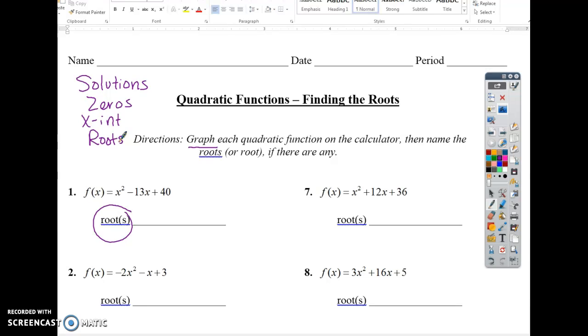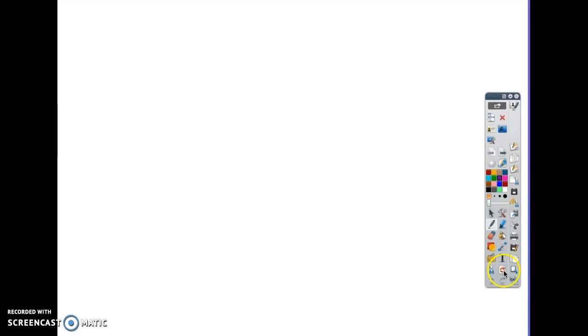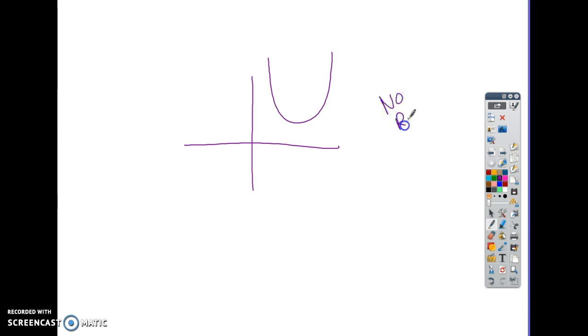If it does not cross the x-axis, for example, let's say you have a graph and it never crosses this, then you would tell me that it does not have any. So it has none, no roots, or none. Okay? Because it never crosses the x-axis.